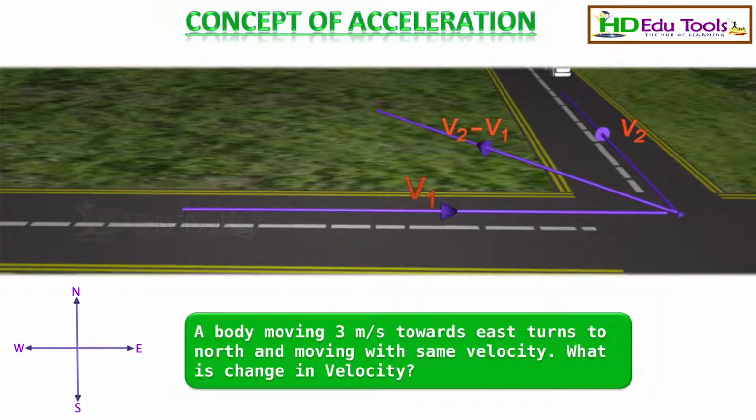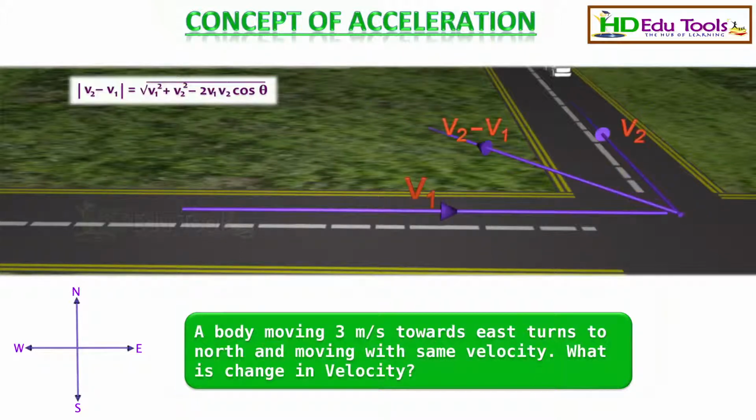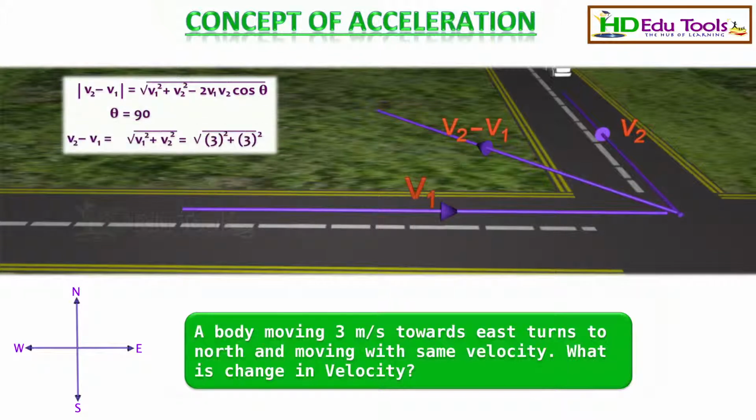This is initial velocity v1, this is a vector, and this is final velocity v2. Now the change in velocity is nothing but vector v2 minus vector v1, the magnitude root of v1 square plus v2 square minus 2 v1 v2 cos theta, which is given by the parallelogram law of vector addition. Since the final direction is perpendicular to the initial direction, theta is 90, then v2 minus v1 is equal to root of v1 square plus v2 square.